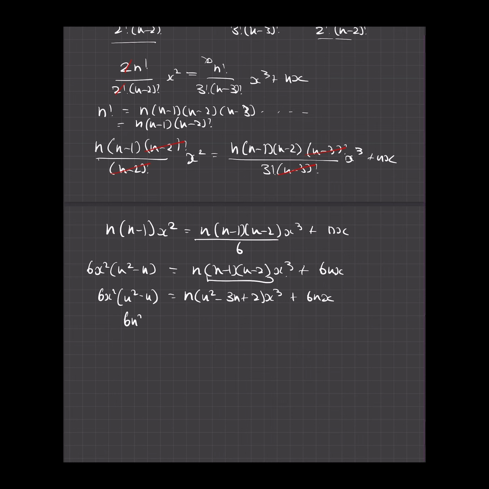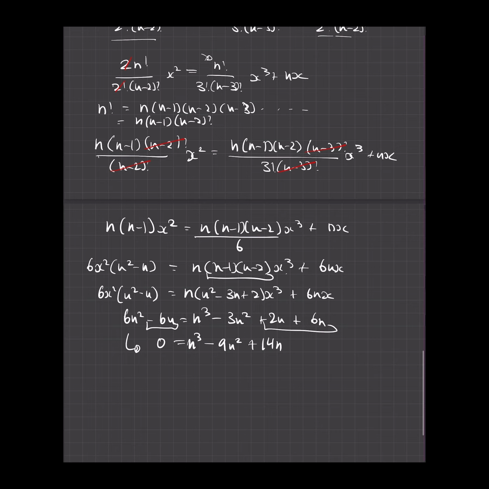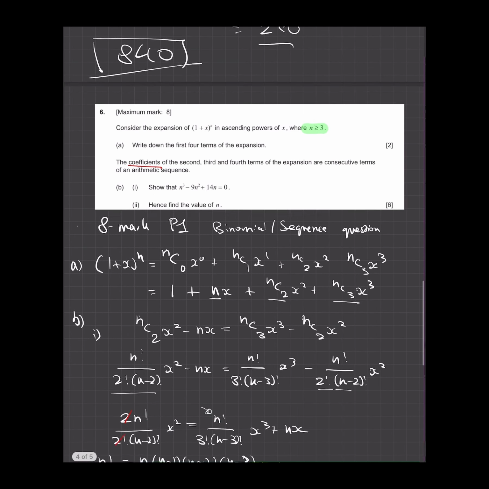So that means 6n² - 6n is equal to n³ - 3n² + 2n + 6n. Okay, this is looking a bit better. So now I'm just going to move all of these terms to this side. So n³ minus 6n² from the left hand side and the minus 3, so that's minus 9n². And then here we've got 8n, but then add 14n, because we've got 8 on the right hand side, and then adding 6n to both sides, we get 14. That's equal to 0. Let's just double check. That's exactly what we need.